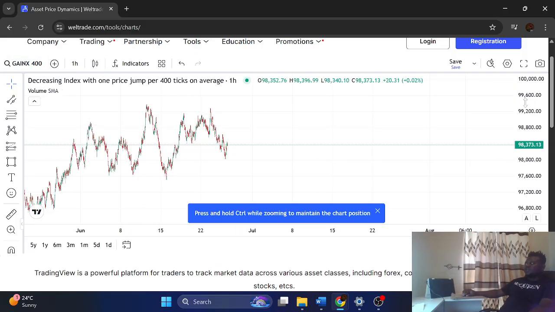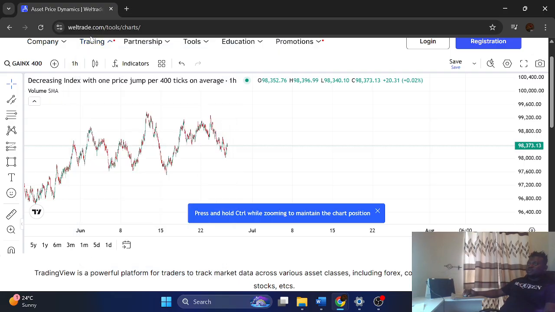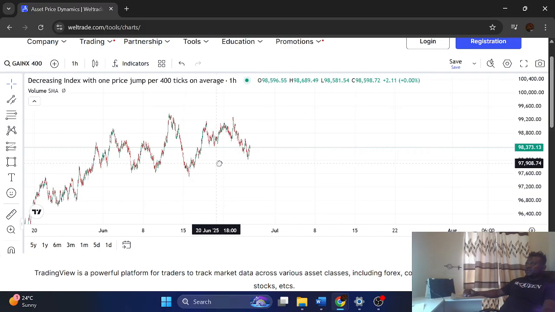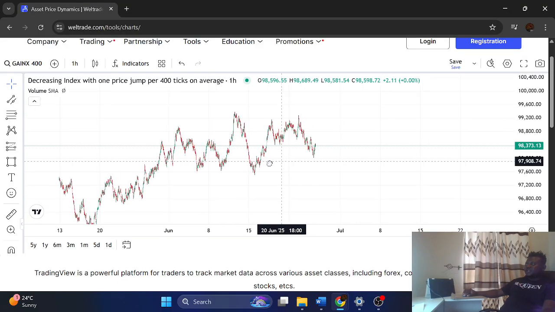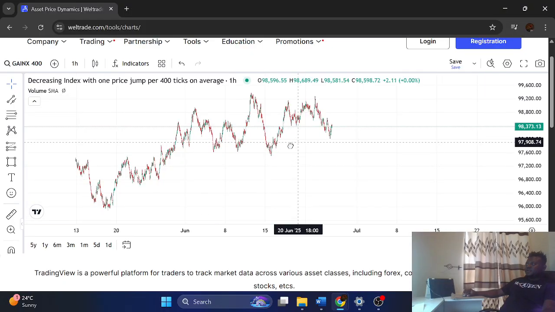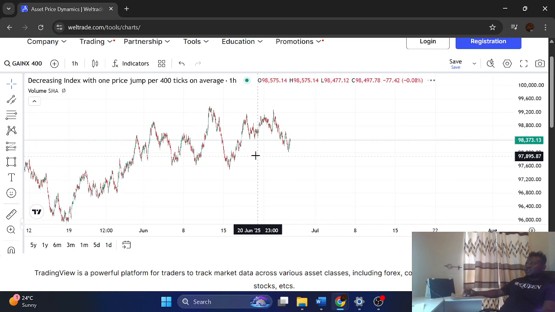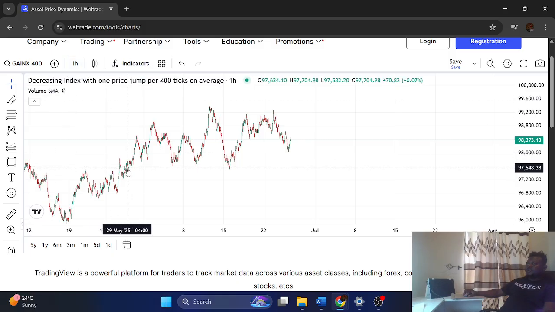So Gain X400 is only found on the World Trade Broker. You can see here, it says worldtrade.com. That's where you find Gain X400. So I am going to show you how to analyze the market, how to get a perfect trade from the 1 hour time frame without using any indicators, and I'm going to make it as easy as possible so that you guys may also find it simple when you analyze on your own.